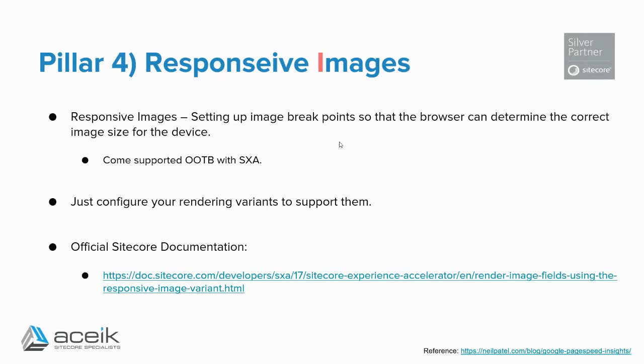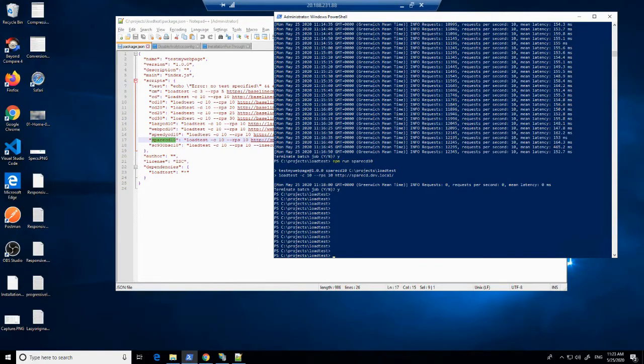Responsive images, if you're using SXA, come out of the box, so they're really quite easy to set up and configure. Basically, you just have to set up your rendering variants to support the responsive image template that Sitecore has provided. This is all available in the official documentation, which I'll put in the description of this video. So let's jump into the VM and I'll give you a quick overview.